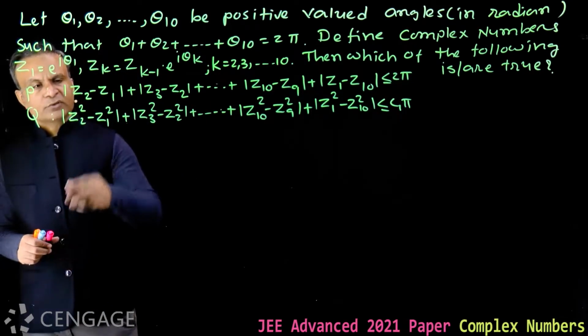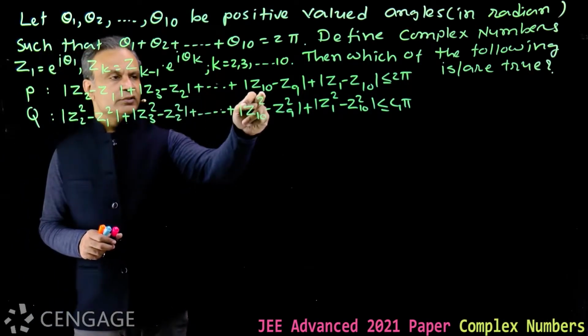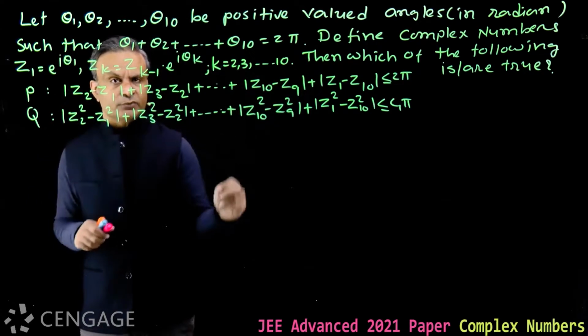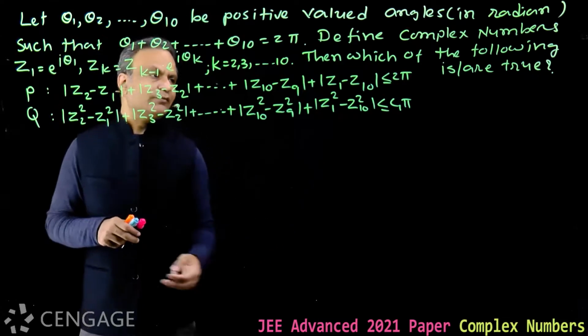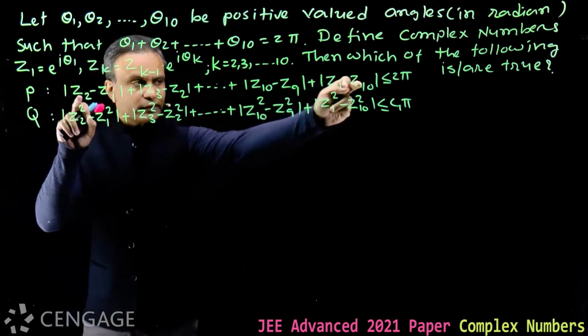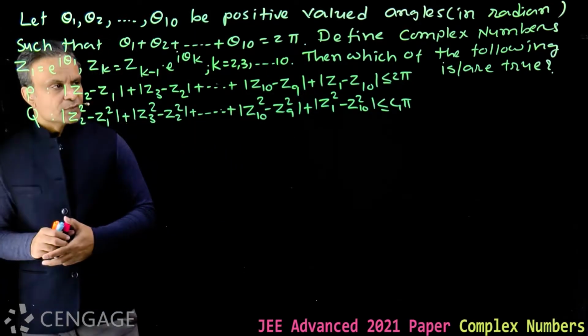Statement P is modulus of Z2 minus Z1 plus modulus of Z3 minus Z2 up to modulus of Z10 minus Z9. Up to this there are 9 terms. Then we have one more term, modulus of Z1 minus Z10. The sum of these 10 terms is less than or equal to 2 pi. This is statement P.